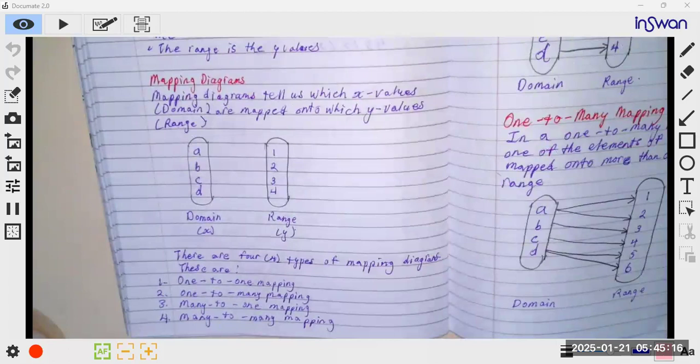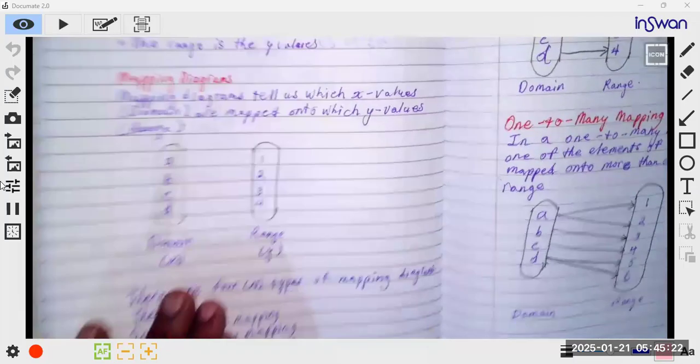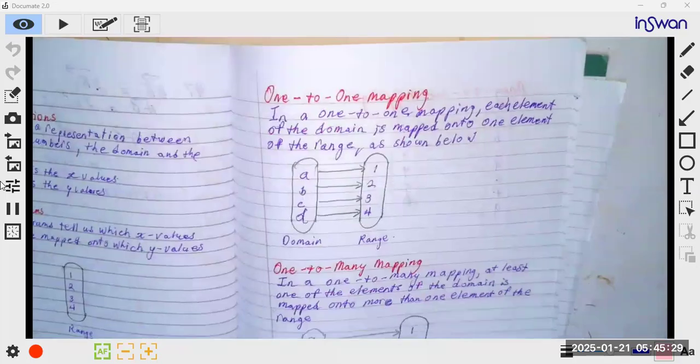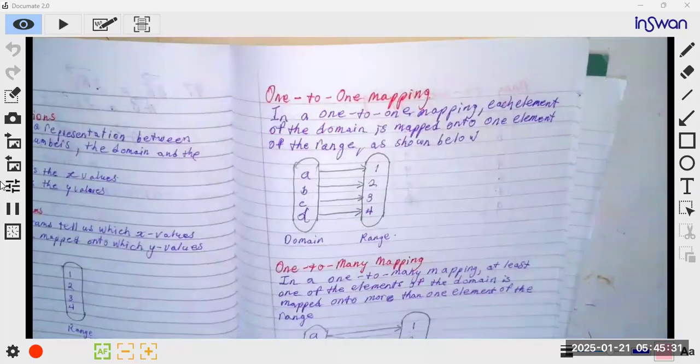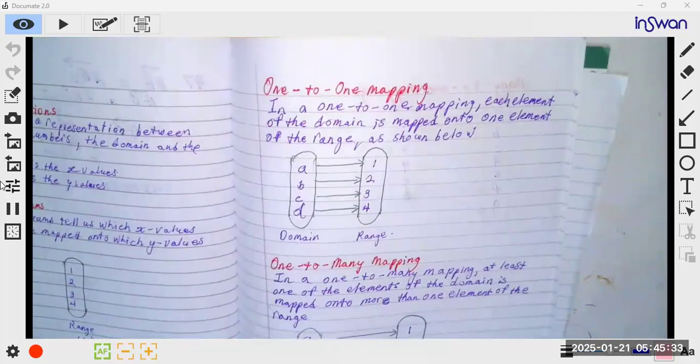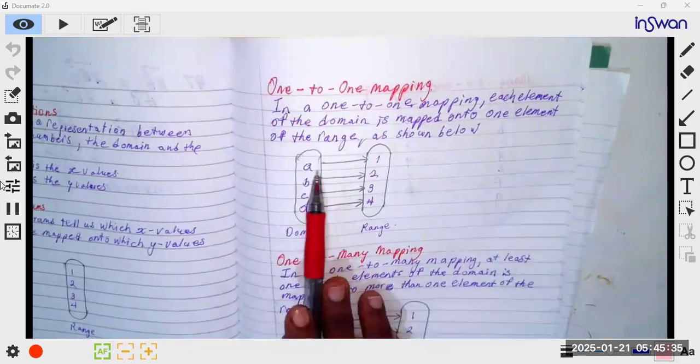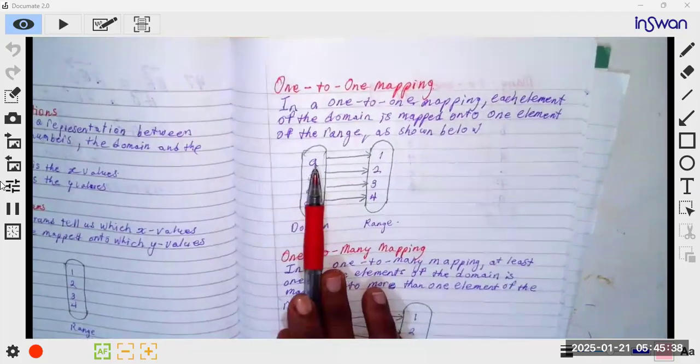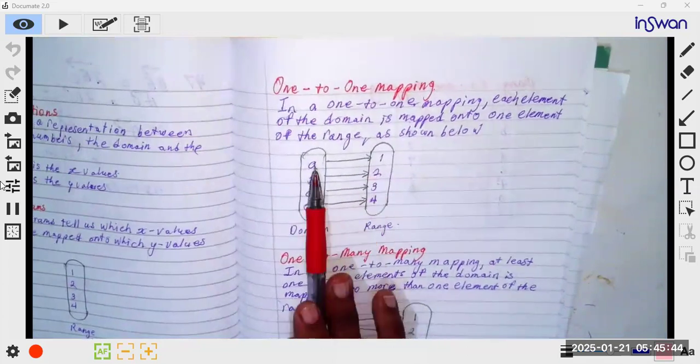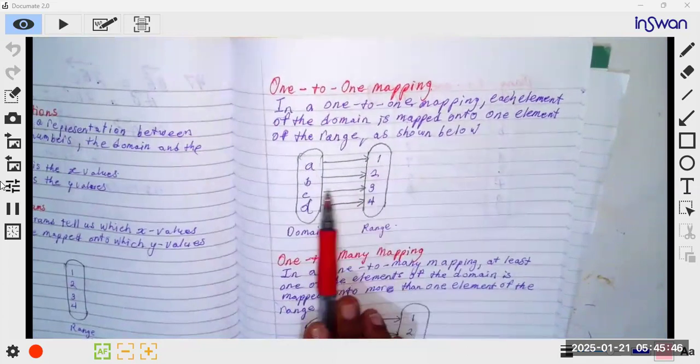The first type of mapping diagram is what we call one-to-one mapping. In a one-to-one mapping, each element of the domain is mapped onto only one element of the range, as shown below. So you see one element from the domain is mapped to one element in the range. That is what we call a one-to-one mapping.